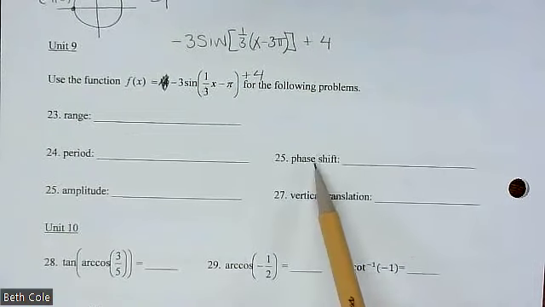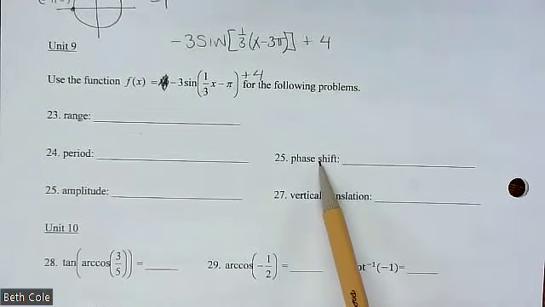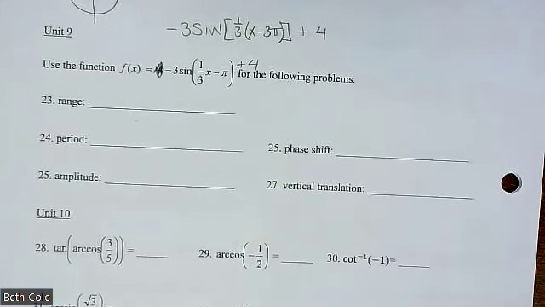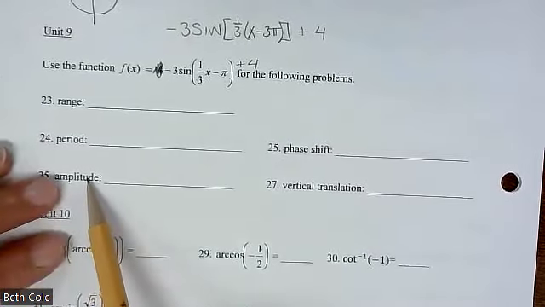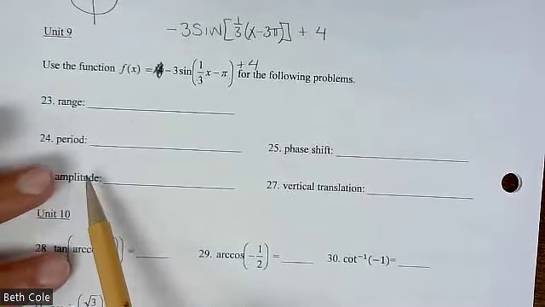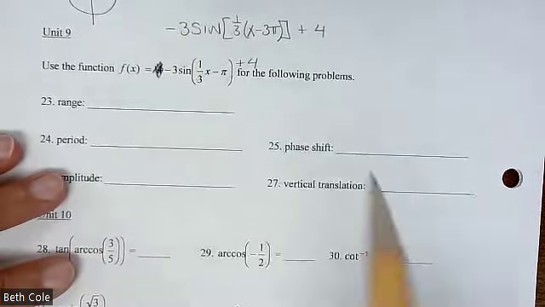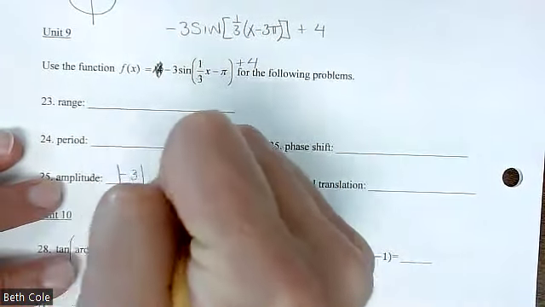If you're like, that confused me, I can't do that, the only one you won't be able to answer is phase shift. You'll be able to get the rest of it. That's the only thing that it affects, so it's not hugely important. Let's do amplitude first. What is our amplitude? 3, good. You have to take the absolute value because it's a distance.